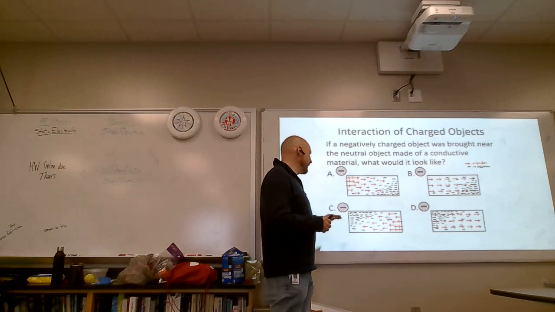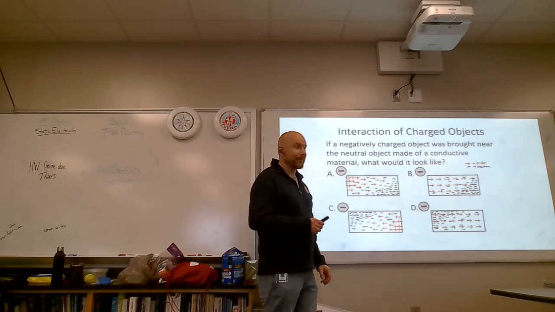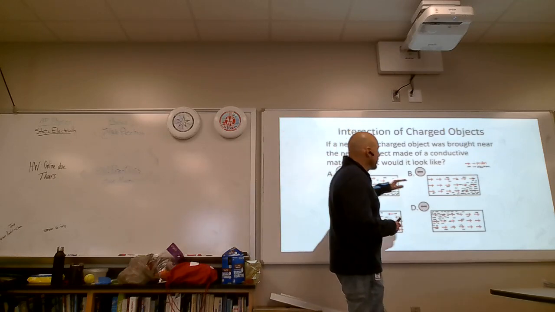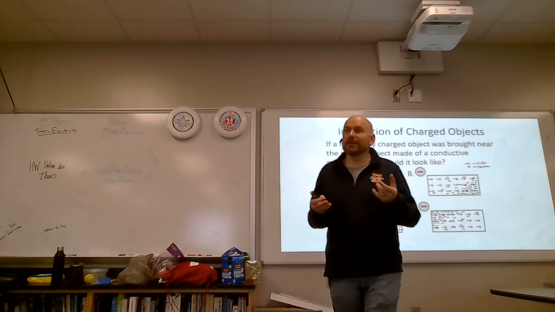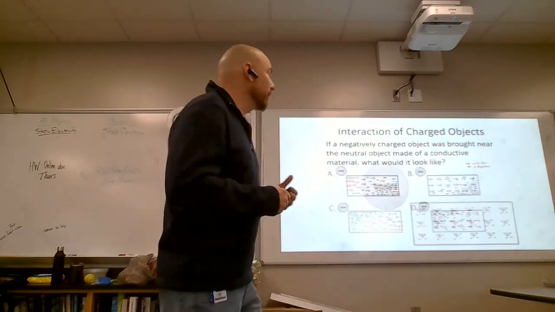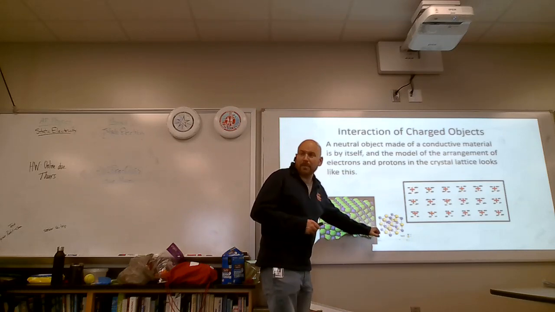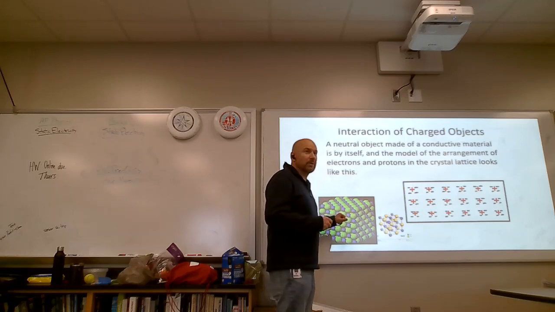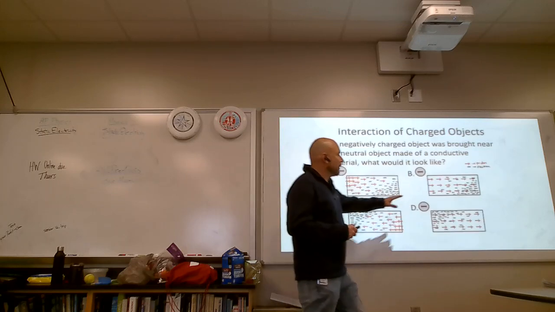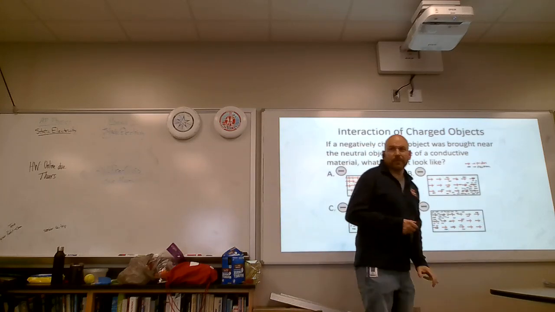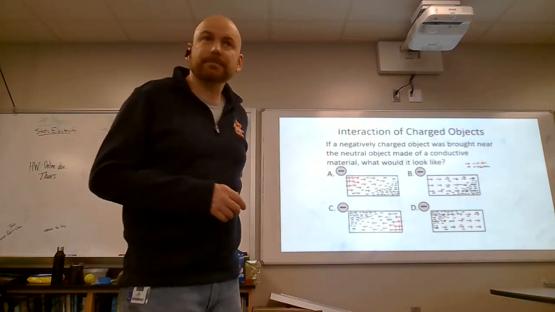Correct answer. Hopefully we eliminated C and D because likes repel, opposites attract. The correct answer is B. Where are the protons found? In the nucleus. So the nucleuses themselves are not migrating. It's only the electrons that are free to move. So protons stay put, electrons are free to move, and they run to the far side of the metal plate. Good with that?